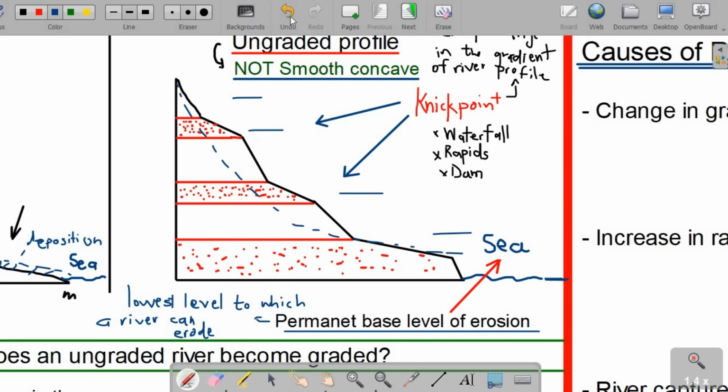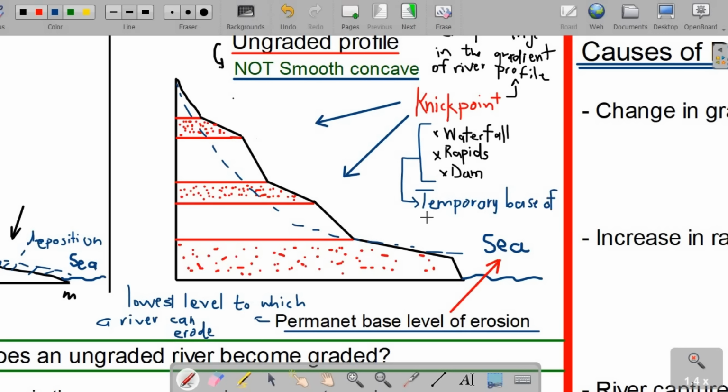Okay, and then you have temporary base levels of erosion. So these are your obstructions, your nick points. So we call them the temporary base level of erosion. They are not going to ask you to identify a temporary base level of erosion if you have a graded profile, right?